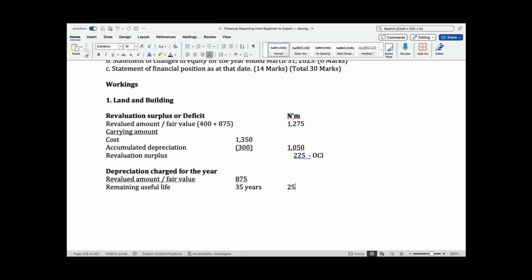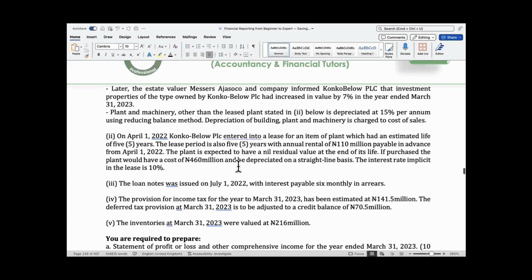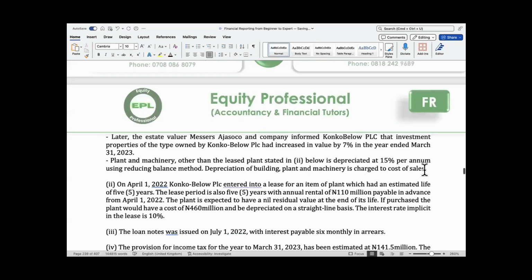So I know that this will go to my cost of sales. And how do I know that it's going to cost of sales? Because they told me here that, where is it? I saw it somewhere. That depreciation of building, plants, and machinery is charged to cost of sales.